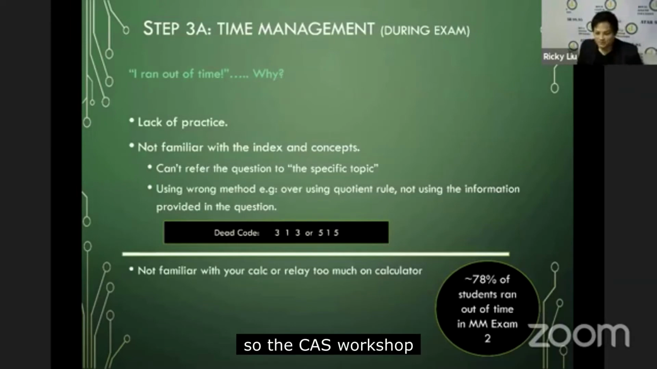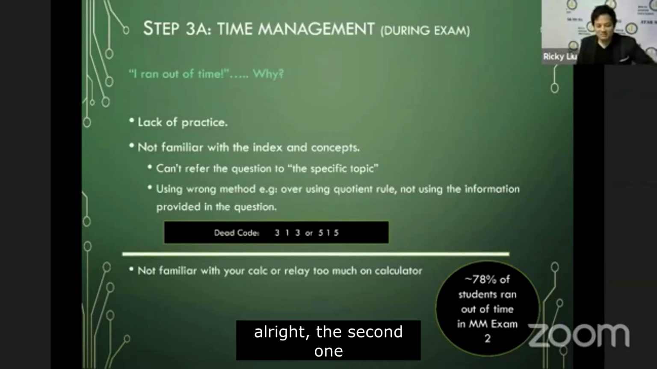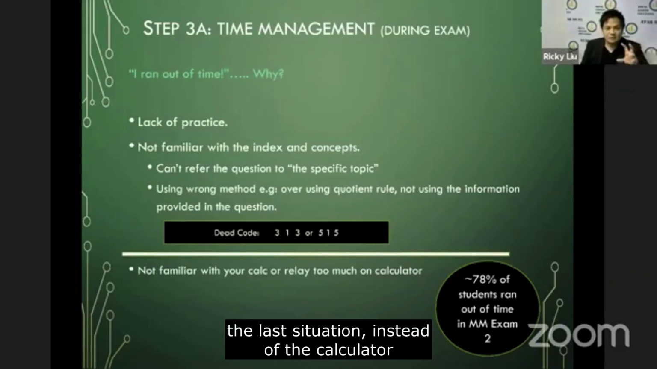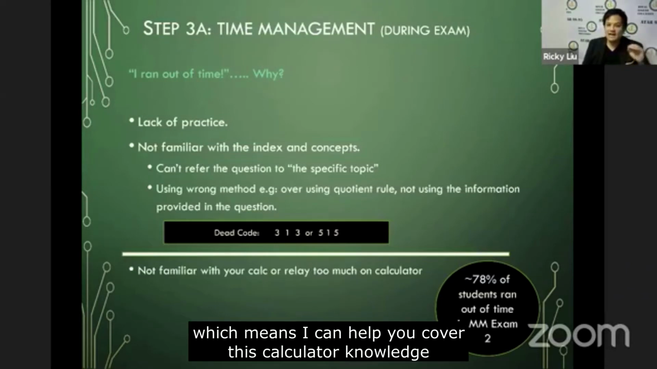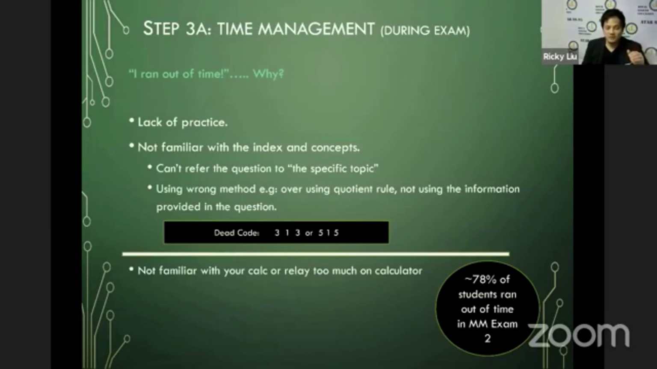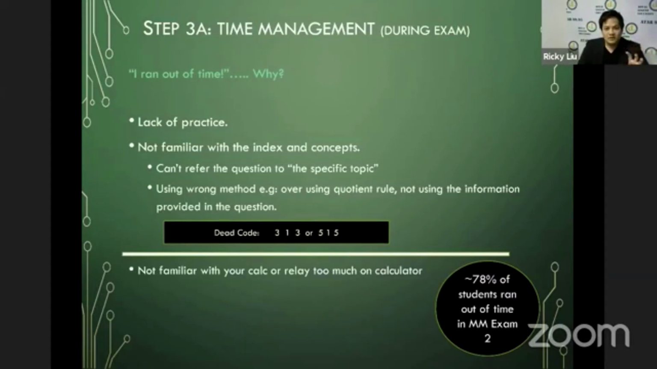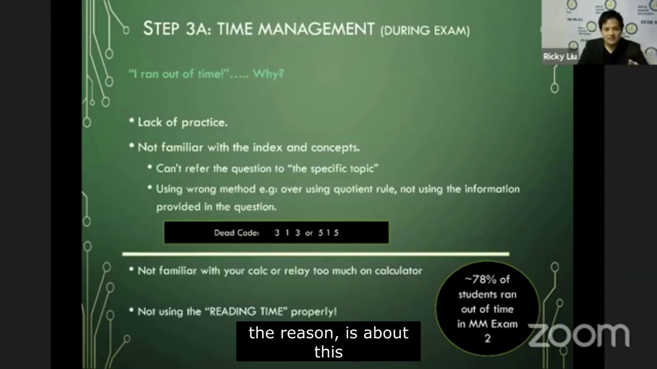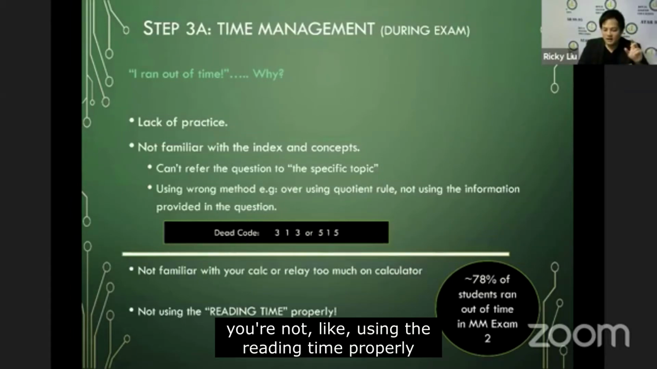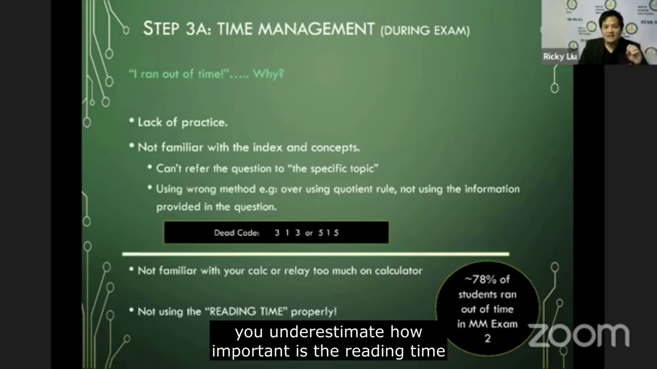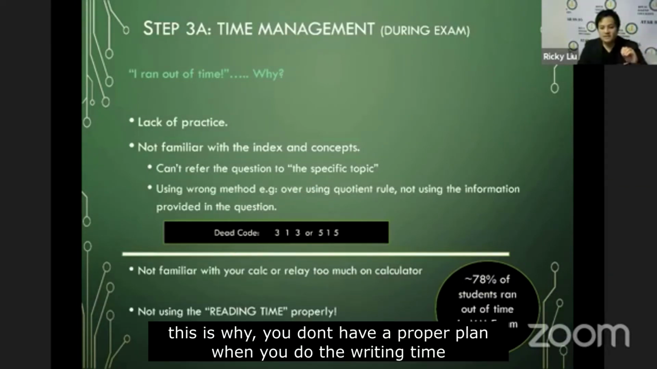So the CAS workshop. All right, the second one, the last situation, instead of the calculator, which means I can help you to cover this calculator knowledge. Okay, the last one, if you are really 5 minutes short, the reason is about this. You are not using the reading time properly. You underestimate how important the reading time is. This is why you don't have a proper plan when you do the writing time.